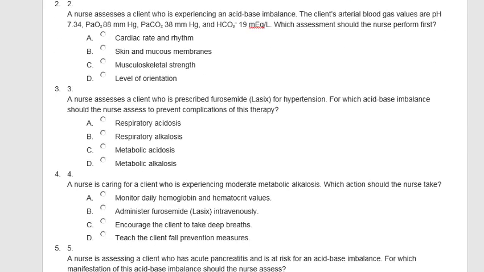Next one. The nurse assesses a client who is prescribed furosemide for hypertension. Which acid-base imbalance should the nurse assess to prevent complications of this therapy? Okay, so what's happening with this?